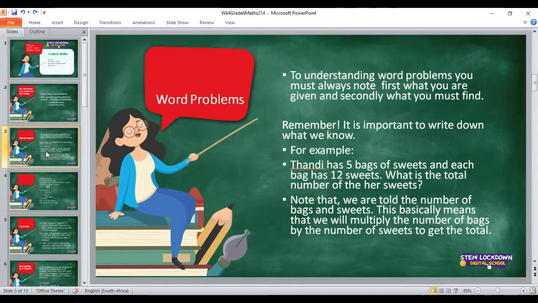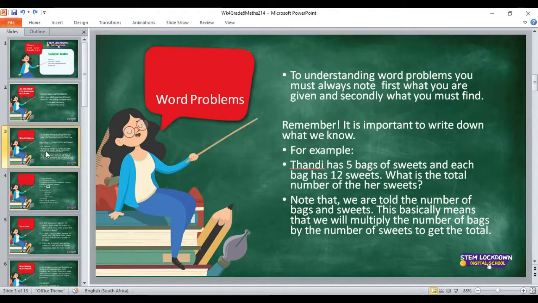For example, here I have an example where it says Thandi has 5 bags of sweets and each bag has 12 sweets. What is the total number of her sweets? That's the statement and the question that we have. Now that is what we know. What we know is that there are 5 bags and each bag has 12 sweets. And then what are they looking for? How many sweets are there all together? Or rather, what is the total number of her sweets?